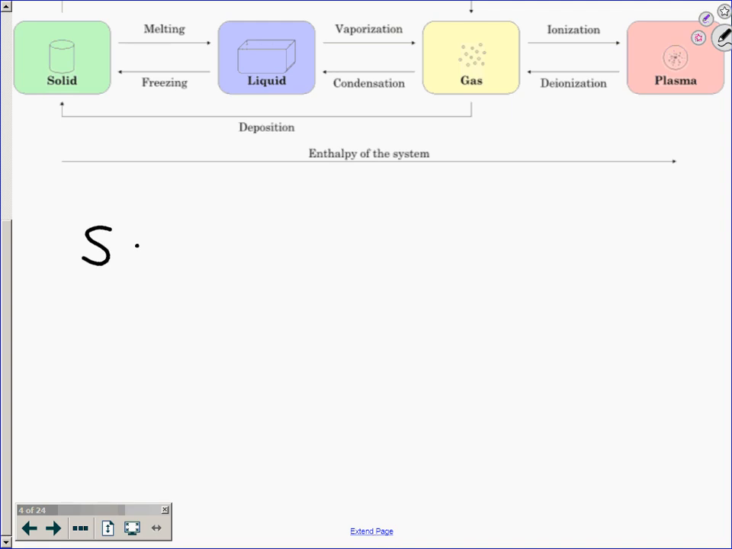Right, solid, liquid, and gas. We're not going to talk about the process of converting to plasma, but I will give you some examples of plasma. Okay, what's the phase change of solid to liquid called? Melting. What's the phase change of liquid to gas called? Vaporization, or we could even say it's boiling, but that's a temperature specific thing.